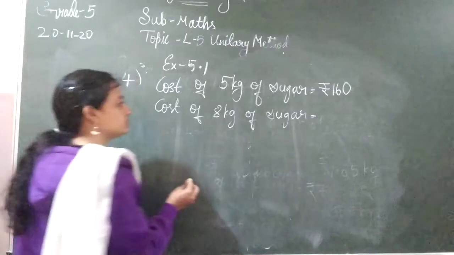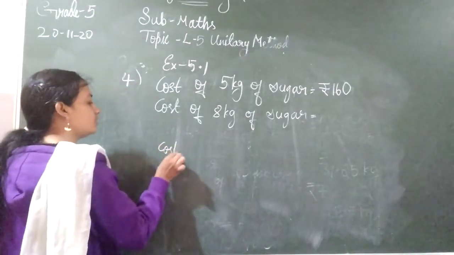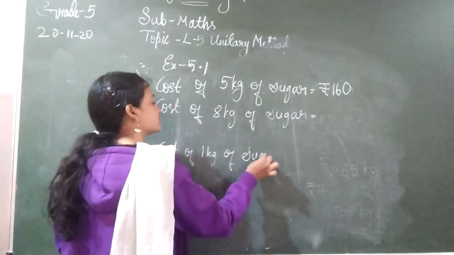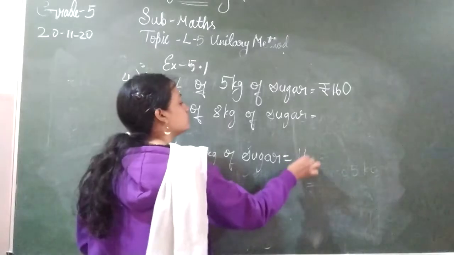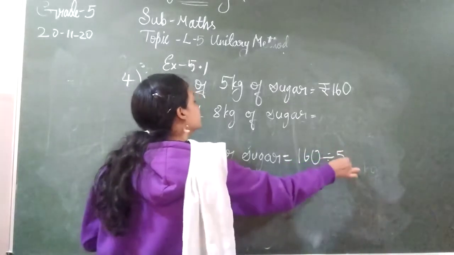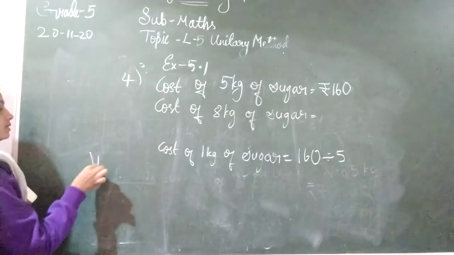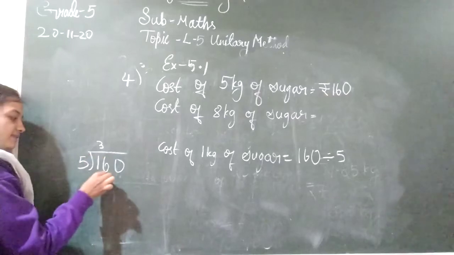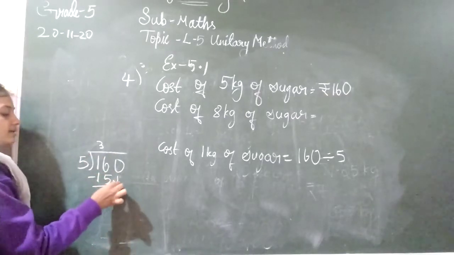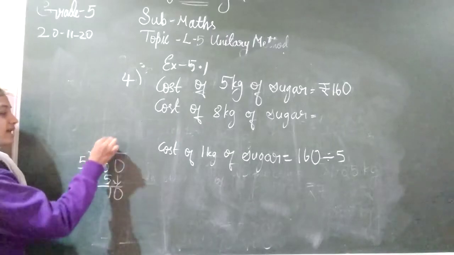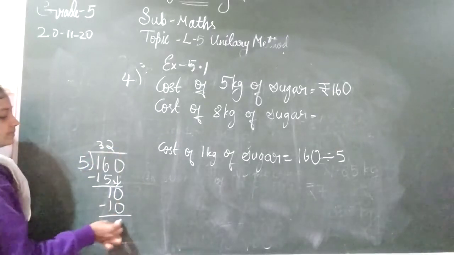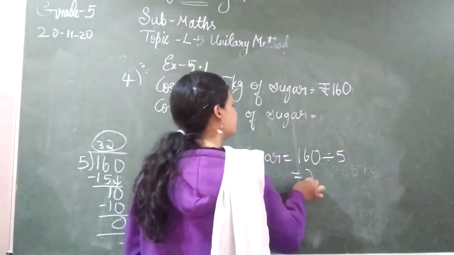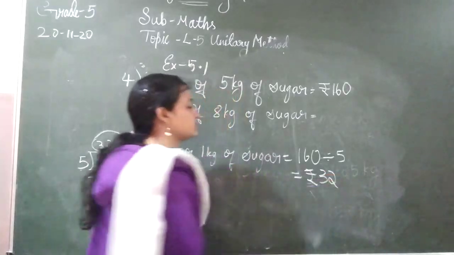So step 1, divide and find the cost of 1 kg of sugar. This is equal to 160 divided by 5. So how do we do it? 160 divided by 5. 5 threes are 15. 1 remainder. 0 down. 5 twos are 10. So my quotient is 32. The cost of 1 kg of sugar is 32 rupees.